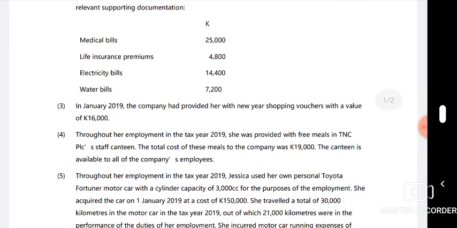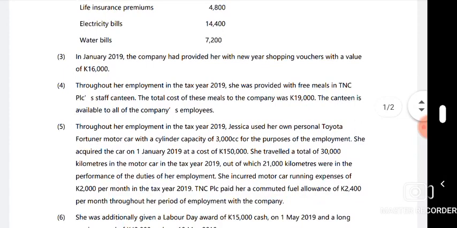3. In January 2019, the company had provided her with New Year shopping vouchers with a value of 16,000. So what are we going to do there? Shopping vouchers are allowed for taxation. When you're computing employment income, a shopping voucher should definitely be included for the purpose of tax. So that one as well, we'll just grab the whole 16 and include it.